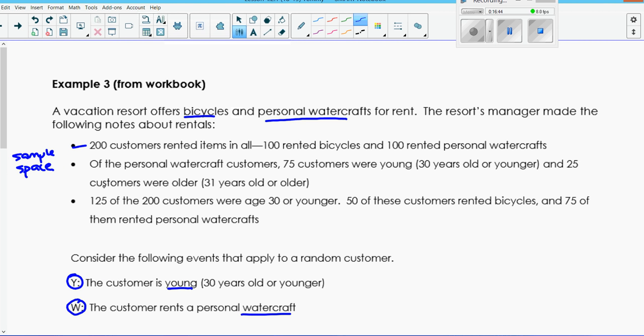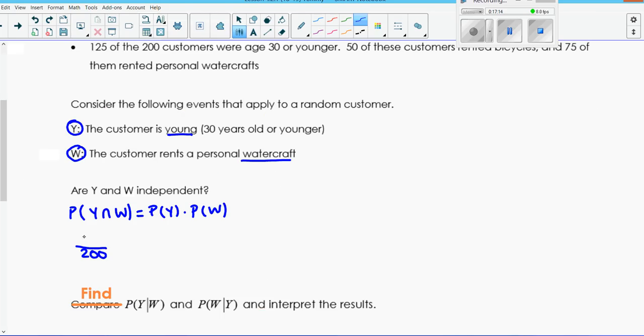Alright, so let's see. Of the personal watercrafts, so notice this statement right here says of the personal watercrafts. So that means I'm only looking at personal watercrafts. 75 of the customers were young. So notice that's actually hitting both the things that I need. That's watercraft and young. So I'm looking only at these, and 75 of them were young. So that means both of those. So that is my young and watercraft. So 75 out of 200.